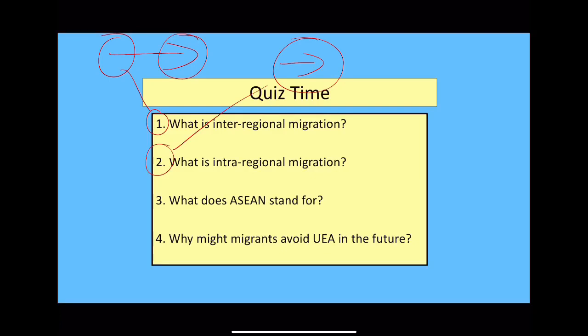And why might migrants avoid the UAE in future? That should say UAE. UEA is the university. So why might migrants avoid the UAE in future? So because they've been treated poorly by employers, and they've had passports taken away, and they've ended up in sort of forced labour situations, and that was all in the document that you were reading earlier.